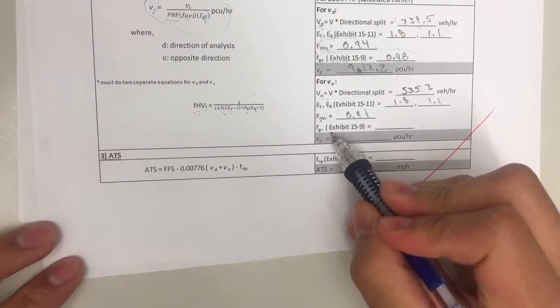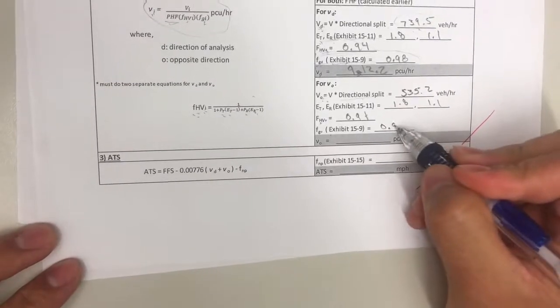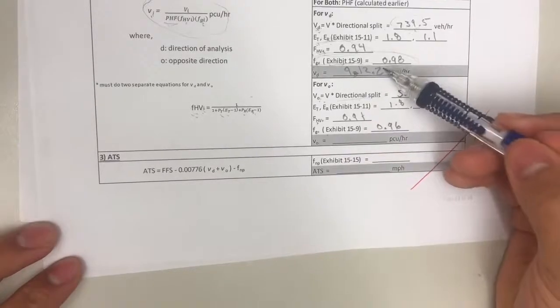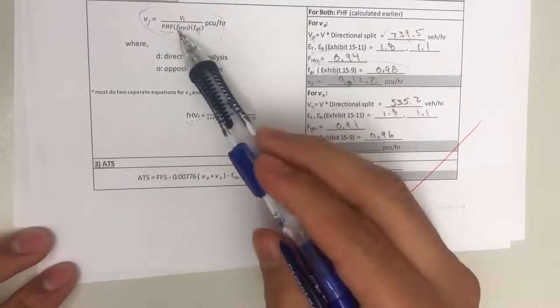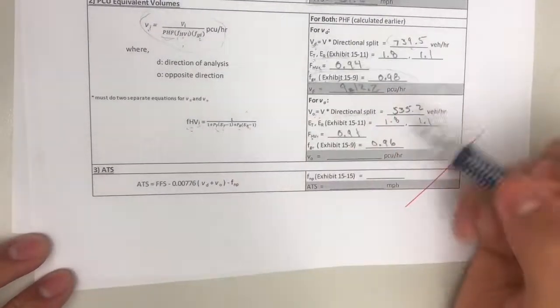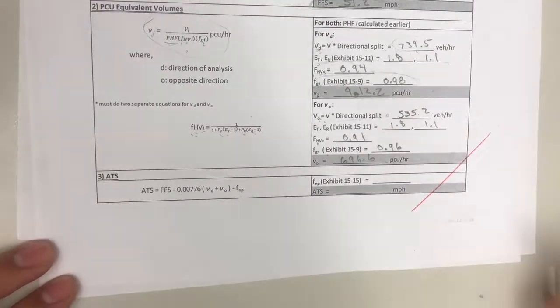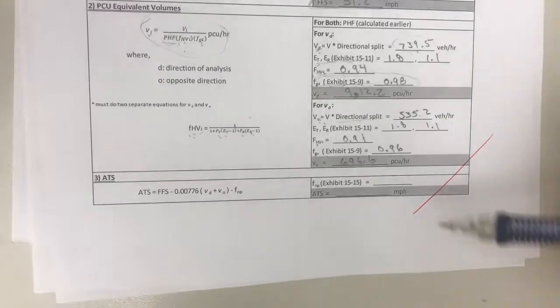And going to the table for this, you will get 0.96. For the V naught, we do the same thing we did here. Plug all the numbers into this equation. You will find that you get 696.6. And most of the calculations are done now.